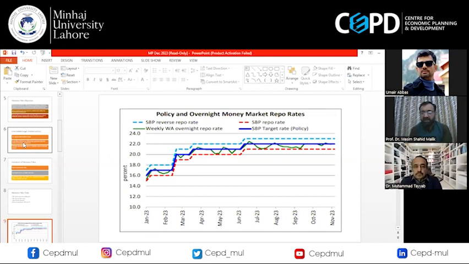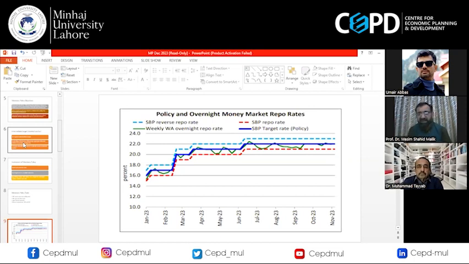So you can look at the corridor from the historical data. This is from January 23 to November 23. You can see the red dotted line representing the SBP repo rate, which is the floor. The green line is the weekly weighted average overnight repo rate. You can see that this green line never goes below the red dotted line. Why? Because the red dotted line is the floor.